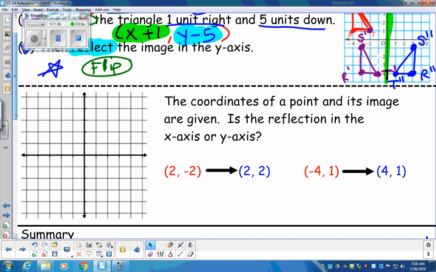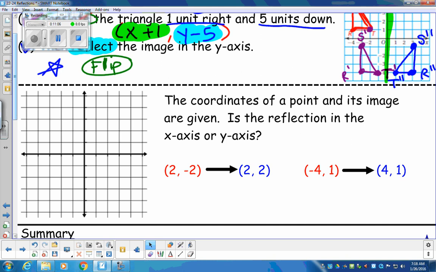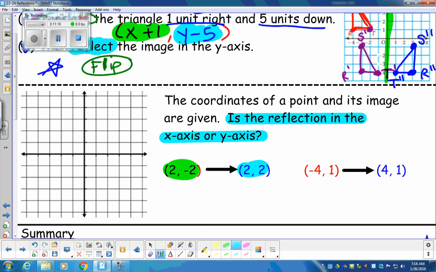Let's go ahead and talk about our last example here. The coordinates of a point and its image are given. Is the reflection in the x-axis or the y-axis? So here's a coordinate. We're going to flip it to this piece. Our job is to figure out, did we flip over x or y? So let's go ahead and plot this point. We'll call it A and A prime. Let's go plot point A. This is my hotel room. Find the elevator first, and then we're going to go down 2. Check in the front door. We're going to go right 2, find that elevator, down 2. This is the coordinate A. Catch up if I'm going too fast. Slow down.